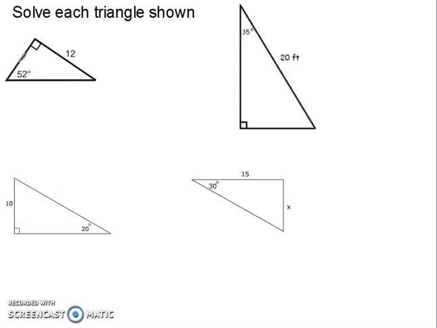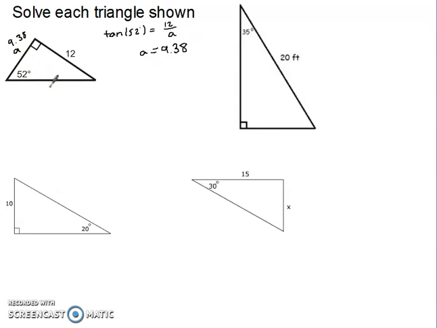If I want to find the adjacent leg, I have the opposite side of 52 degrees, and I want that adjacent. So I'll go ahead and use the tangent function of 52 degrees, which is equal to the opposite side in the triangle over the adjacent side. And solving, A is going to equal approximately 9.38.